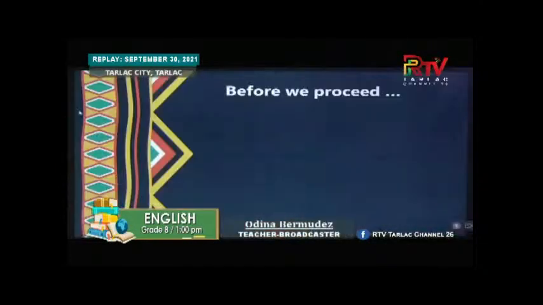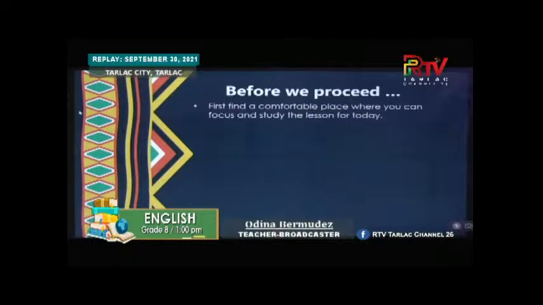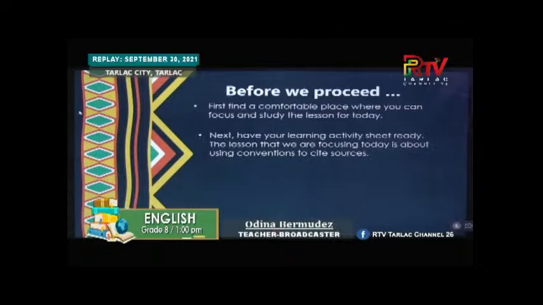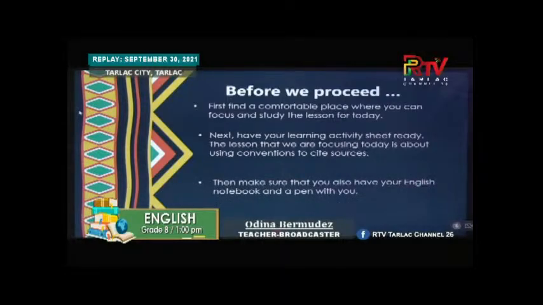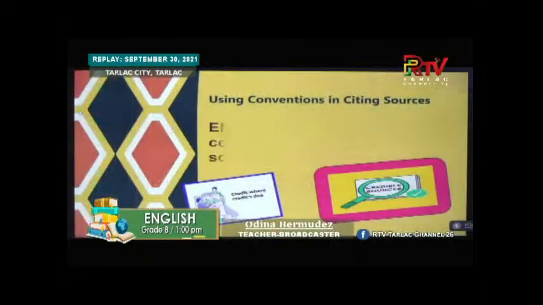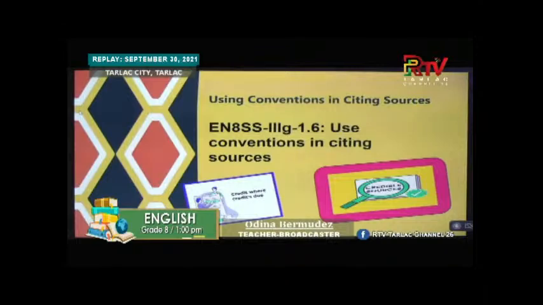Before we proceed, first, find a comfortable place where you can focus and study the lesson for today. Next, have your learning activity sheet ready. The lesson that we are focusing on today is about using conventions to cite sources. Then make sure that you also have your English notebook and a pen with you. The lesson is taken from English Most Essential Learning Competencies with the objective, use conventions in citing sources.